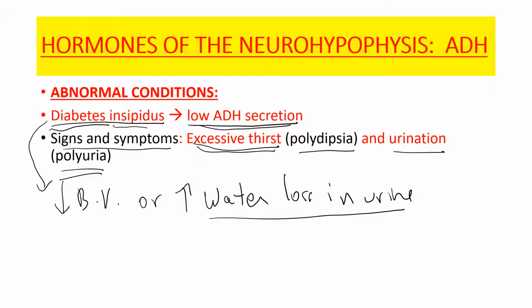The second name, insipidus, means that the urine being put out has no sugar in it. It has no taste. Insipid means tasteless. So diabetes insipidus is not a condition of blood glucose. It's a condition of low ADH secretion, which causes large water loss, excessive polydipsia, and polyuria due to the dehydration.